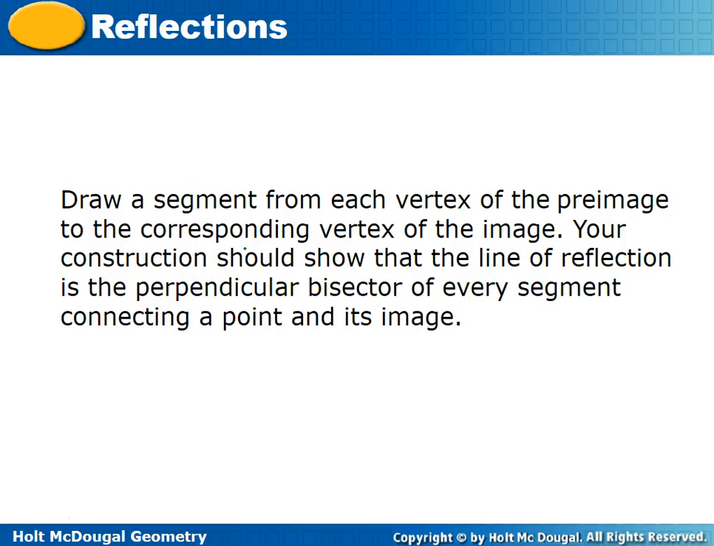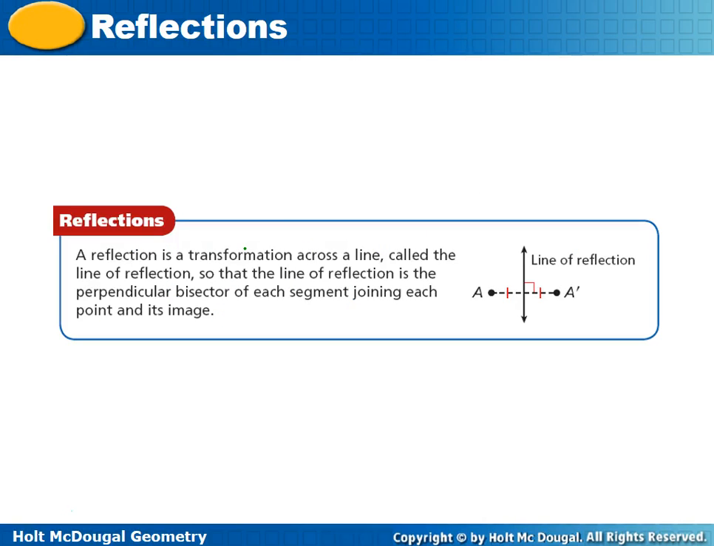So we're going to draw a segment from each vertex of the preimage to the corresponding vertex of the image, and your construction should show that the line of reflection is a perpendicular bisector of every segment connecting a point to its image. A reflection is a transformation across a line, called the line of reflection. Show that the line of reflection is a perpendicular bisector of each segment joining each point in its image.